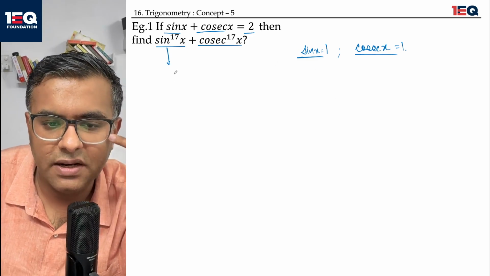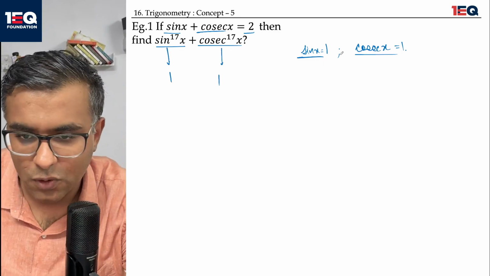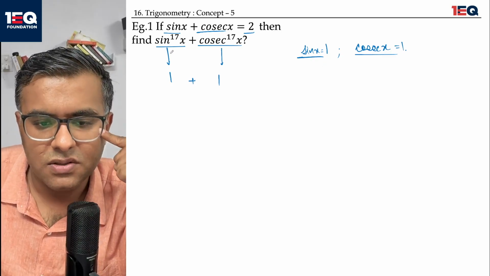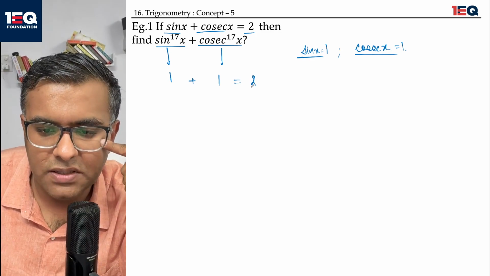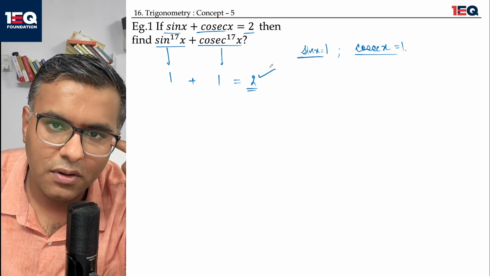So here sine raised to the power 17x is equal to 1 and cosec raised to the power 17x is also equal to 1, because 1 raised to the power anything would only generate 1. So sine 17x and cosec 17x both are equal to 1. So 1 plus 1 is equal to 2, and that is what we are looking for, right?